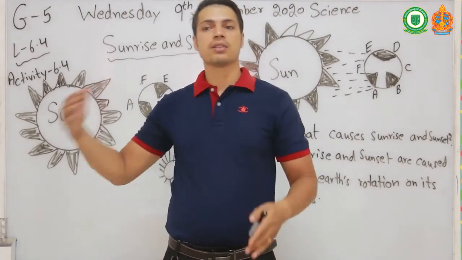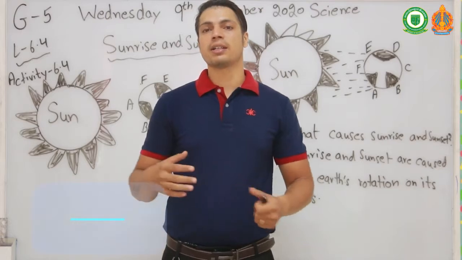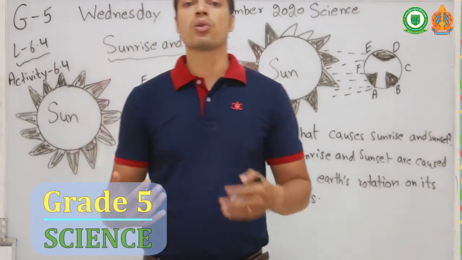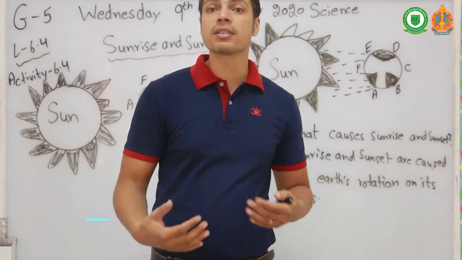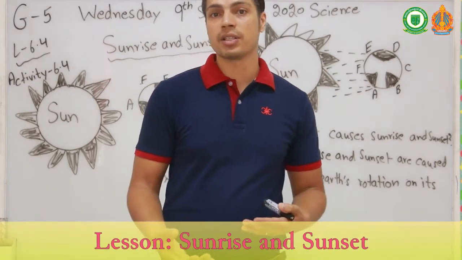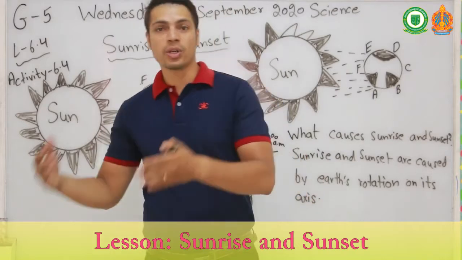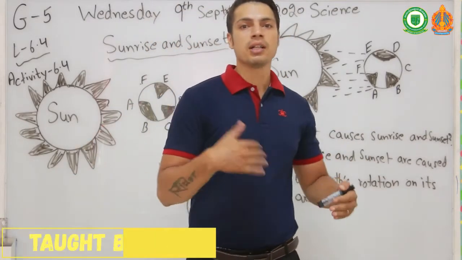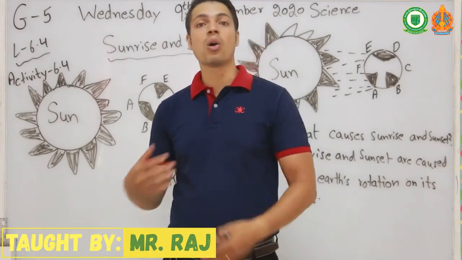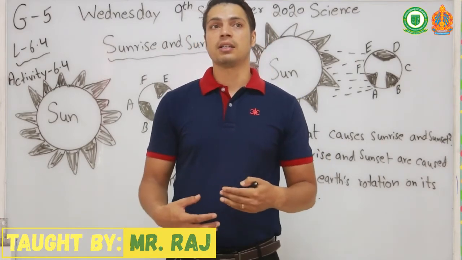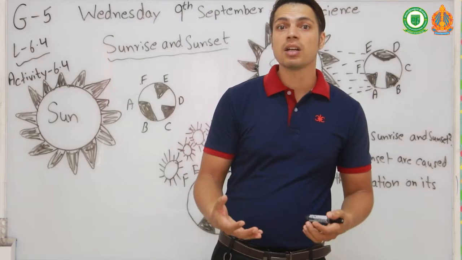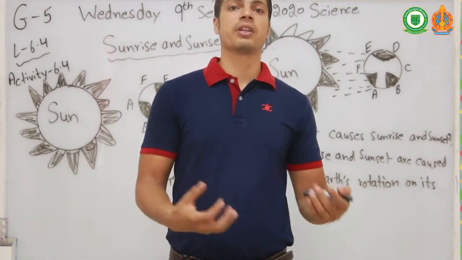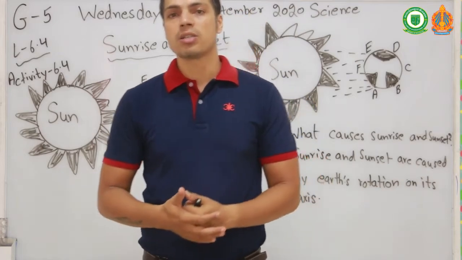Again, it's a rotation. As you know, Earth completes one rotation on its axis in 24 hours. So in 24 hours we see daytime and nighttime again. This rotation goes on and on. Earth also orbits around the sun, and it completes one orbit in 365 days.